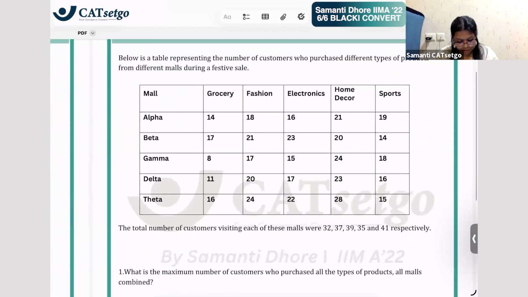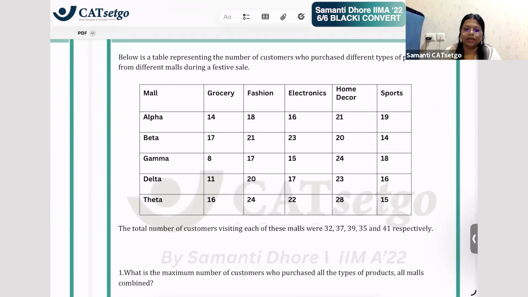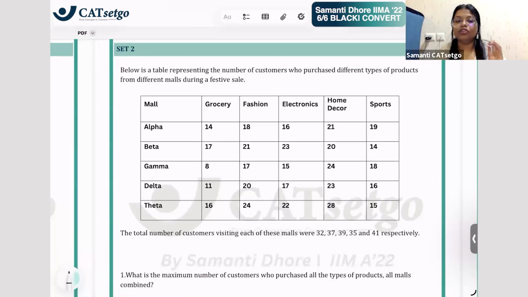चलो, good. Read this set अच्छे से, है ना? Read it, absorb it, understand all the variables, and then we will move ahead. Let us do this set together.